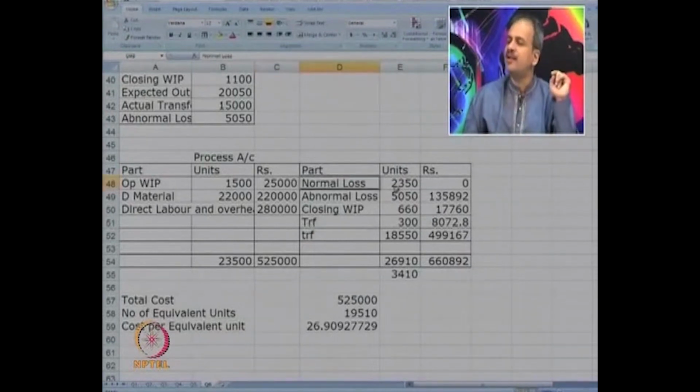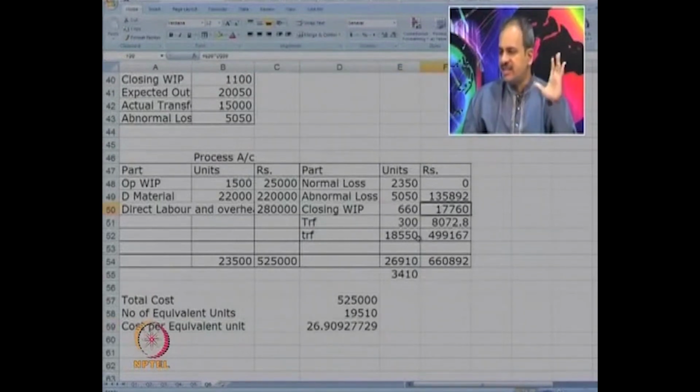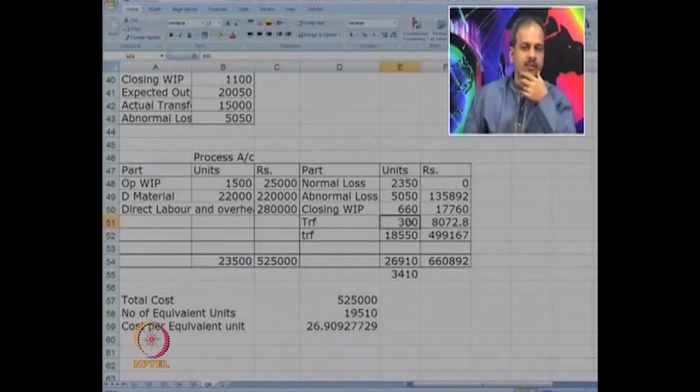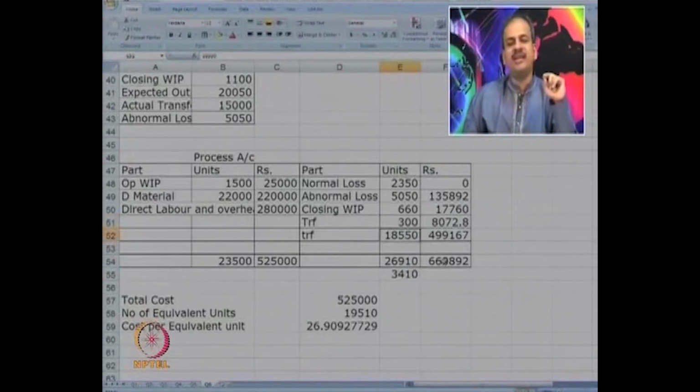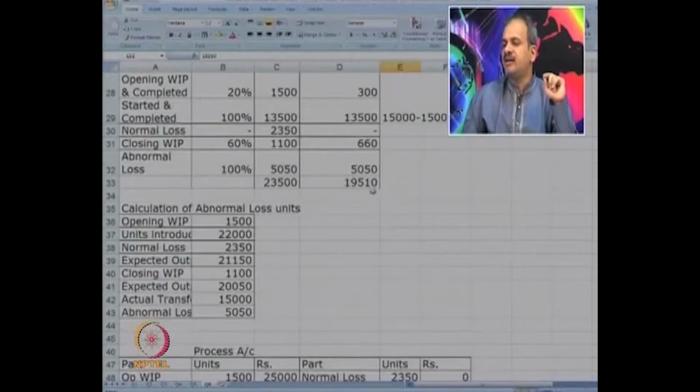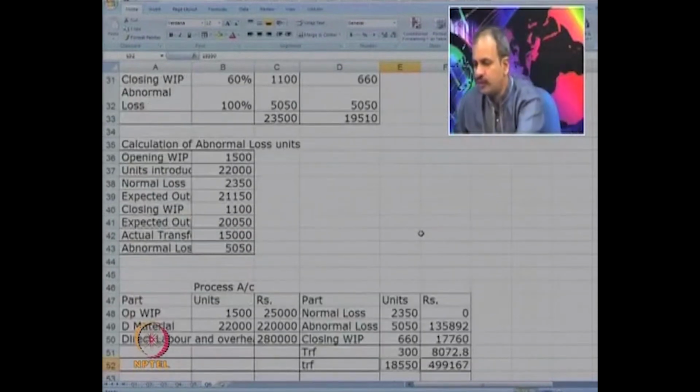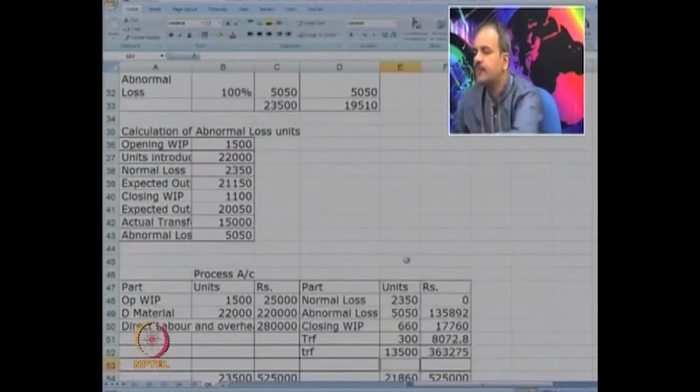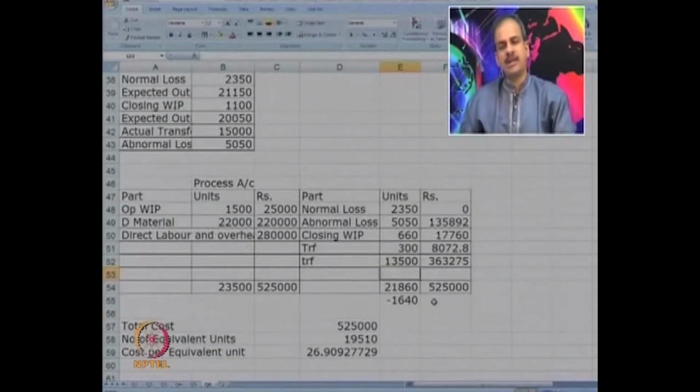So I will just go back. Normal loss 2350 at 0, abnormal loss 5050 at 26 rupees, closing WIP 660 at 26 rupees comes to 17,760, transferred units 300, and another transferred units are not 18,500 but they are 13,550. Are you getting what is happening?